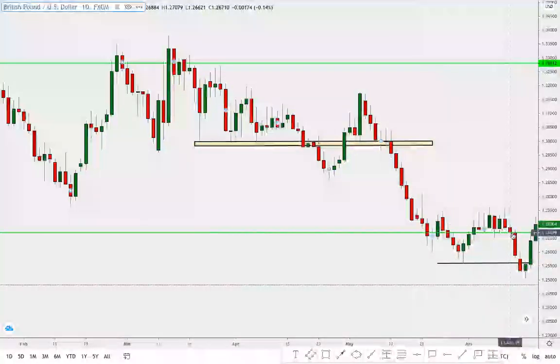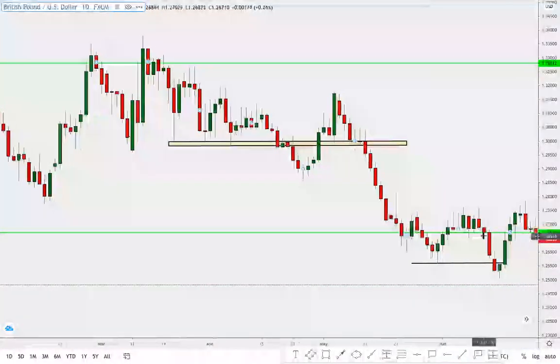So I enter here again. Stop loss is here. We come here, take out 50%. Move stop loss to break even. Take what I can take. The market pops back up, and then I notice that the market is struggling around here.